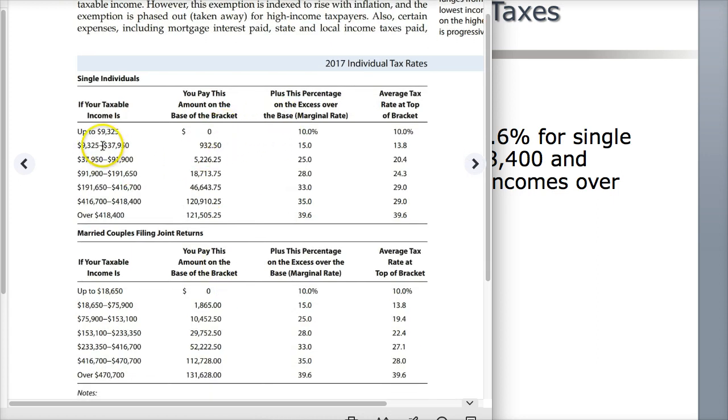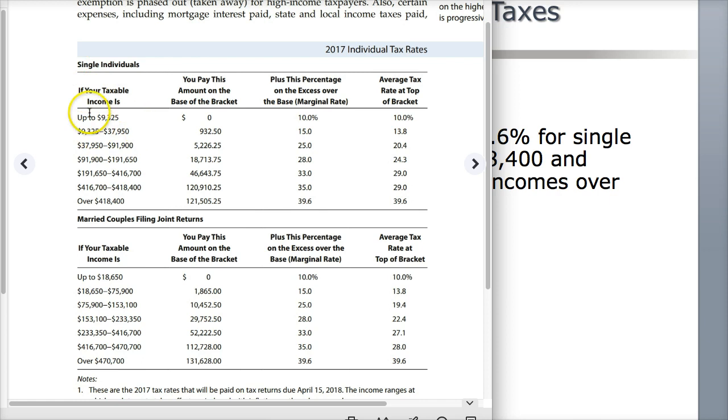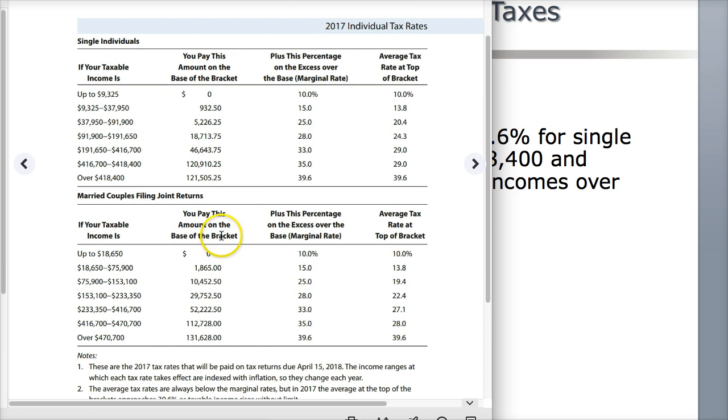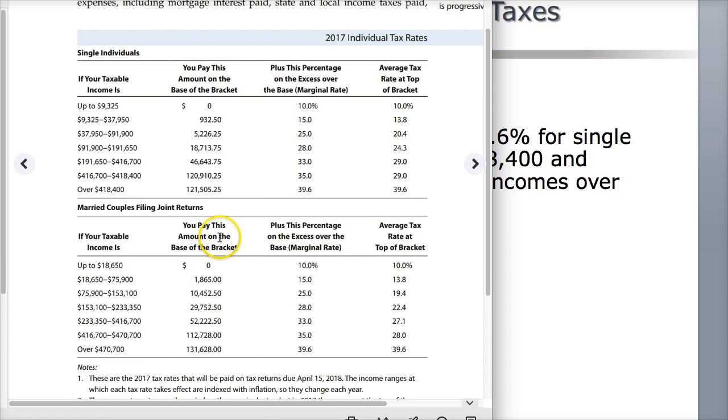They depend on your status. If you're single, you have one set of progressive tax rates, and if you're married filing jointly, you have another set of progressive tax rates. There are actually other sets of tax rates, but these are the two most common, single and married. And you'll see that the income ranges for married are different, even though the progressive tax structure from 10 to 39.6% is the same. The income brackets are different for married versus single.